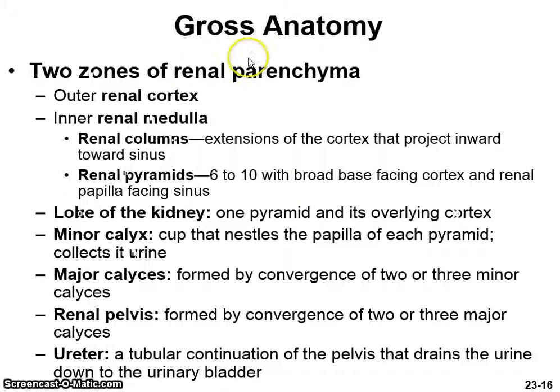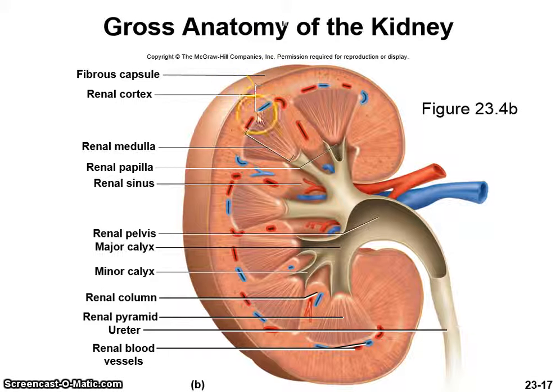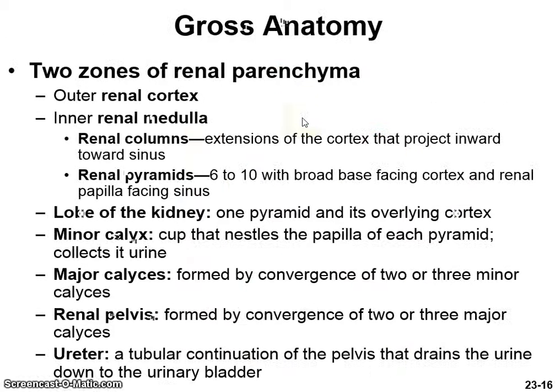We have two zones of renal parenchyma, the outer renal cortex and the inner renal medulla. The cortex is basically going to be this part right here. So that's going to be the cortex, and this is going to be the medulla. Medulla is going to have the pyramidal structures and these columns right in the middle. So both of those are going to be making up renal pyramids.